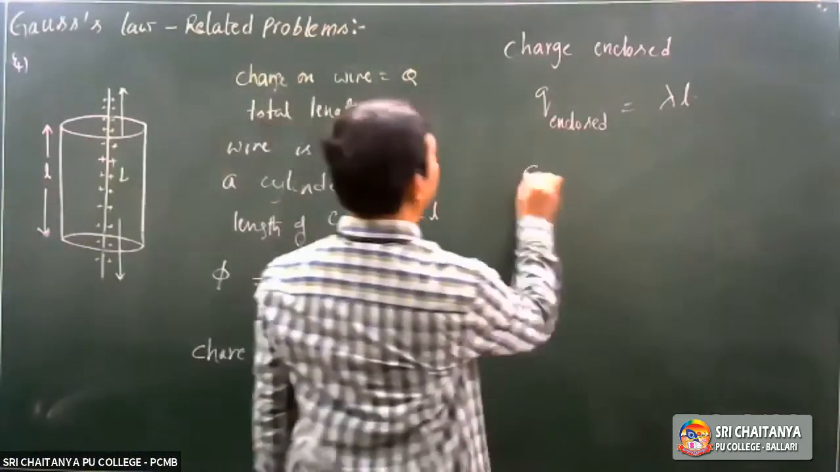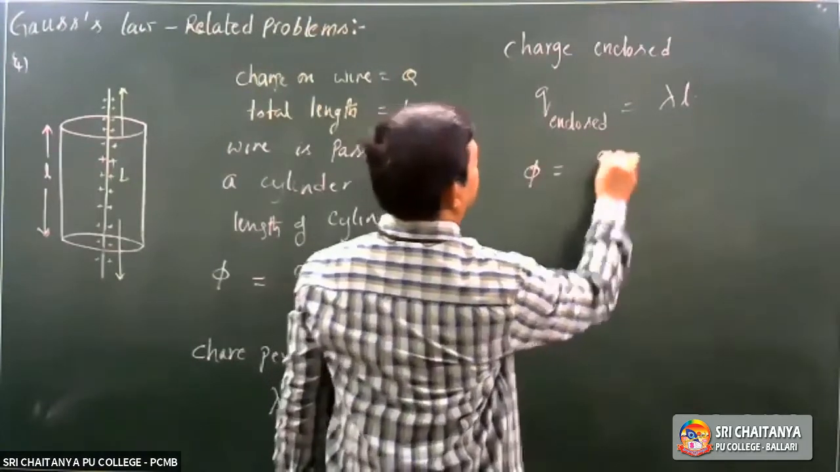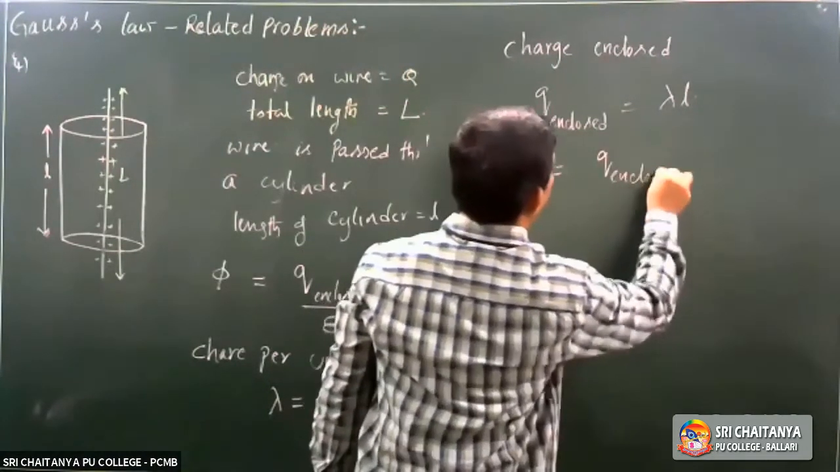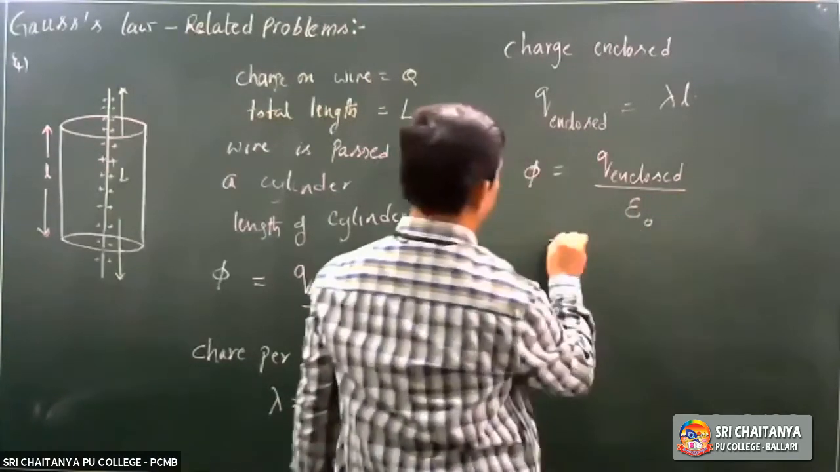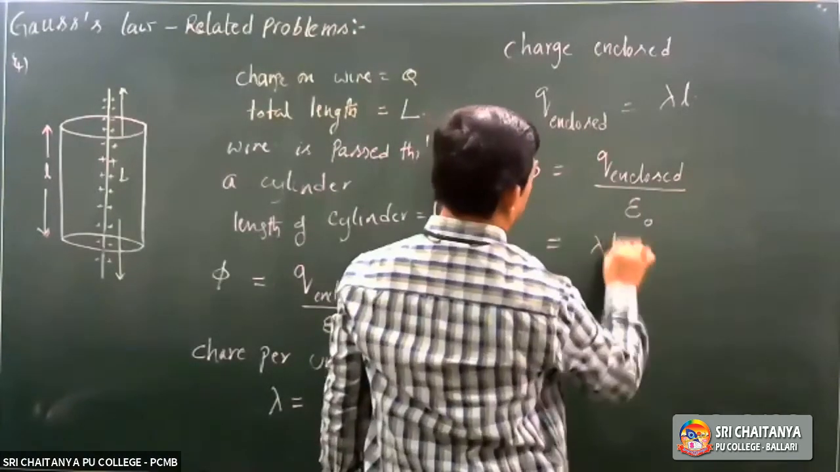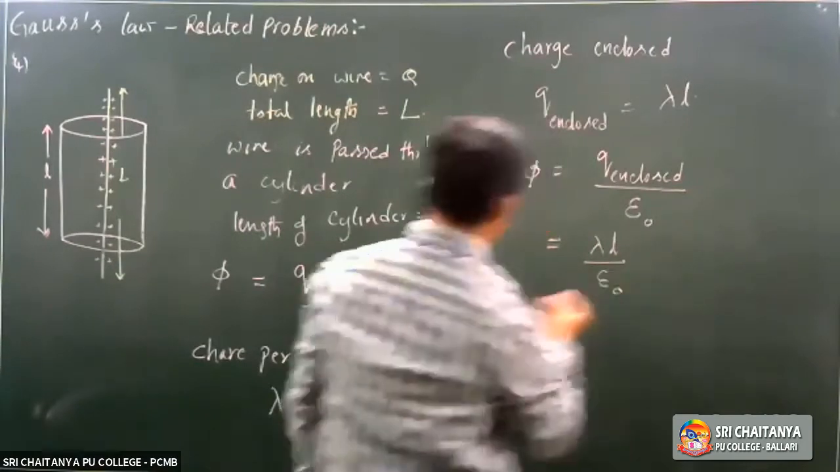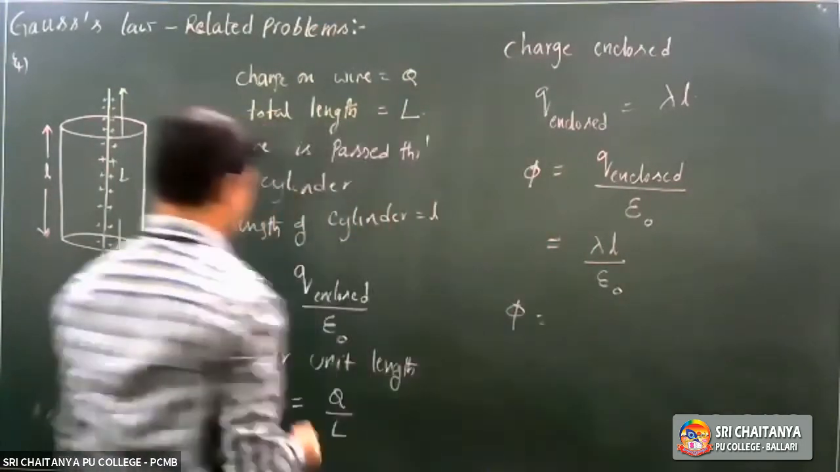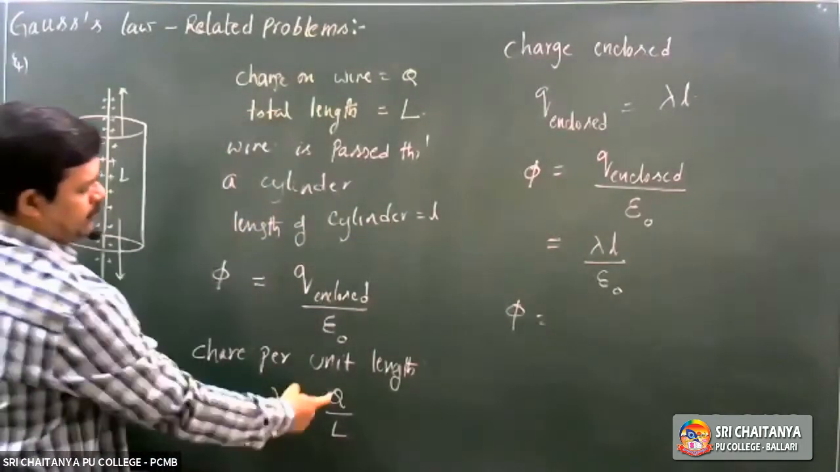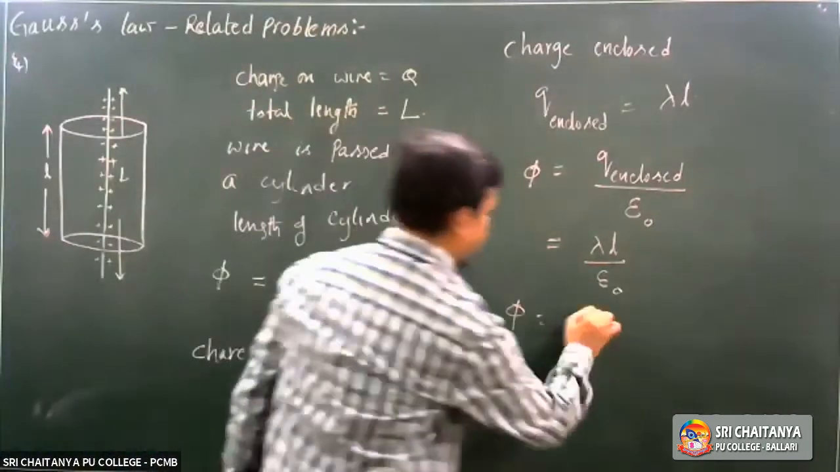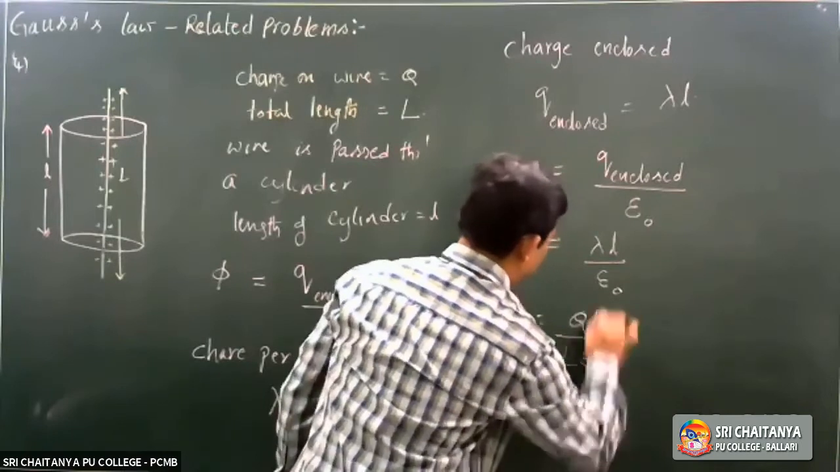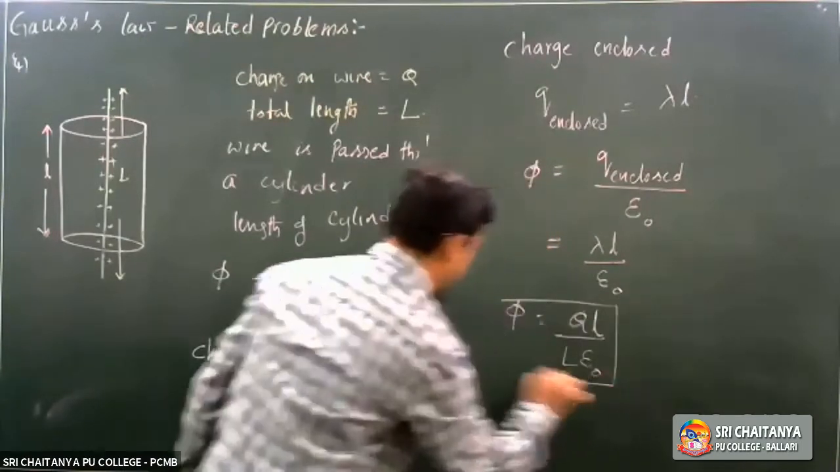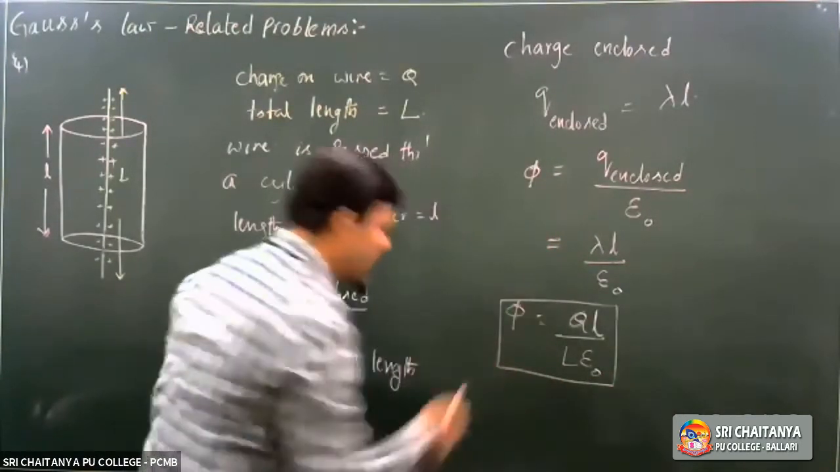Then what is phi now? Q enclosed by epsilon naught, lambda l by epsilon naught. Lambda is what? Q by L. So phi is Q l by L epsilon naught. Very regular problem.